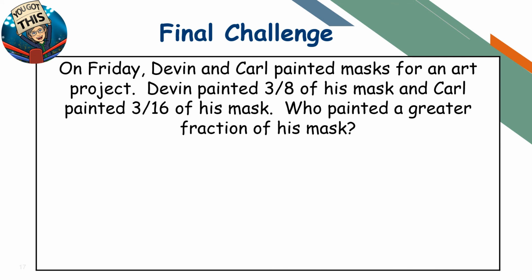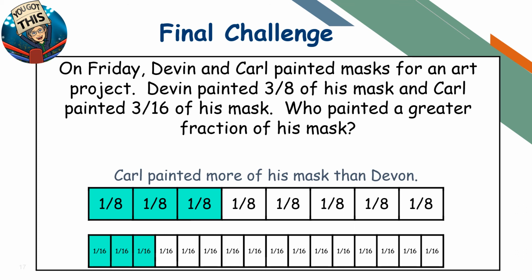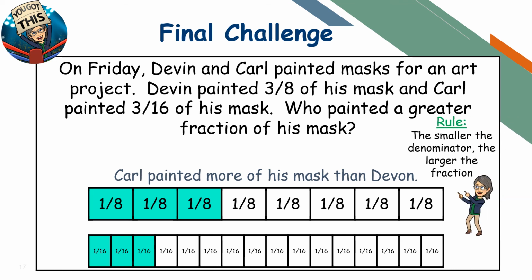Your answer: Devin painted more of his mask than Carl. Since both fractions have the same numerator of 3, and the denominator of 3/8 is a smaller number than the denominator of 3/16, the rule is, the smaller the denominator, the larger the fraction. So 3/8 is greater than 3/16 because 3 out of 8 parts painted are bigger than 3 out of 16 parts painted, if comparing like fractions.